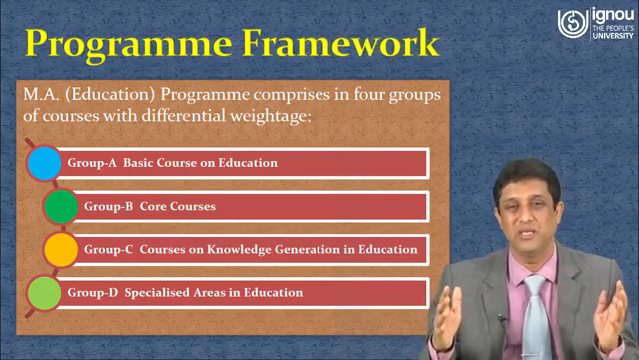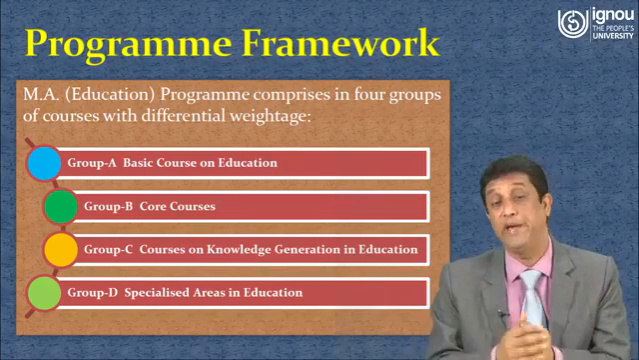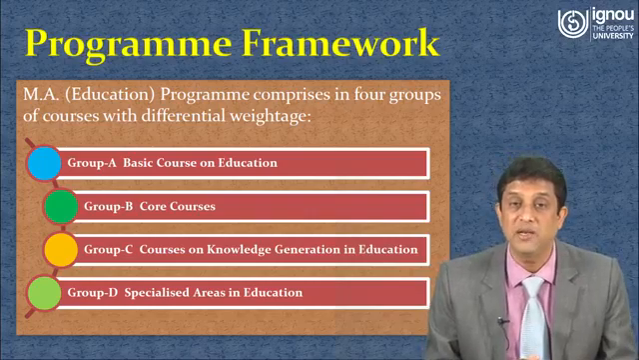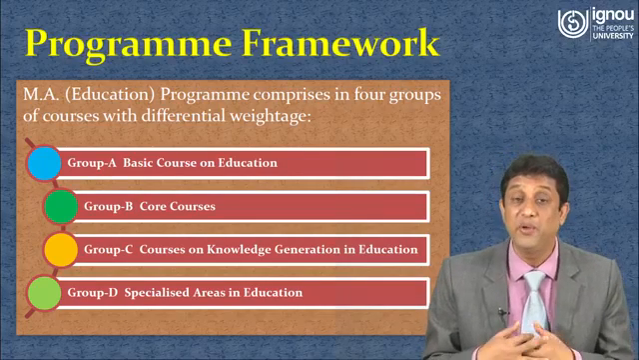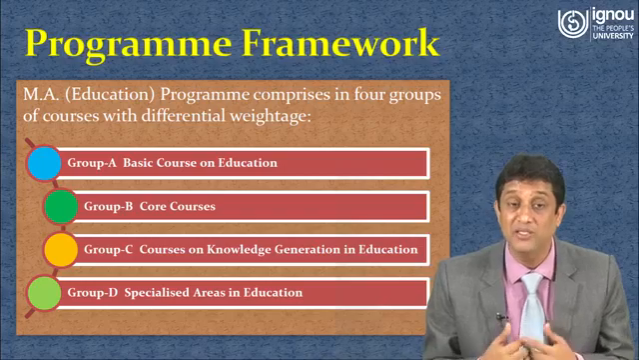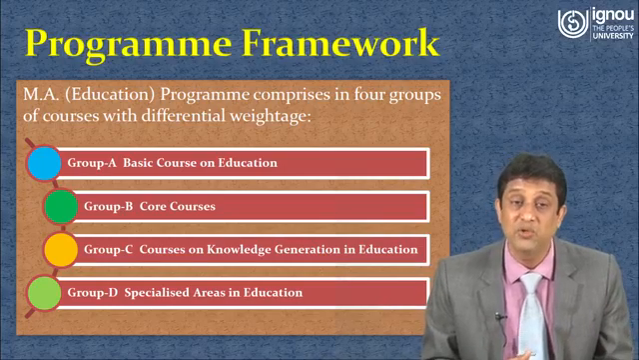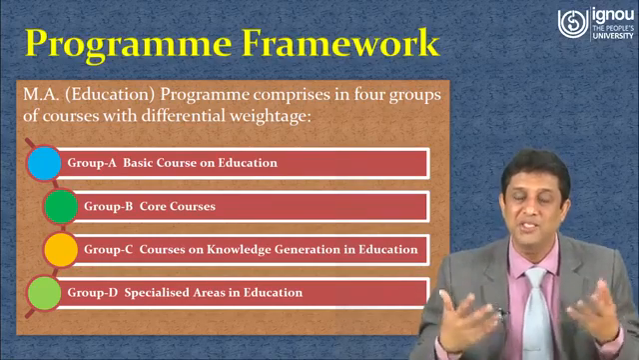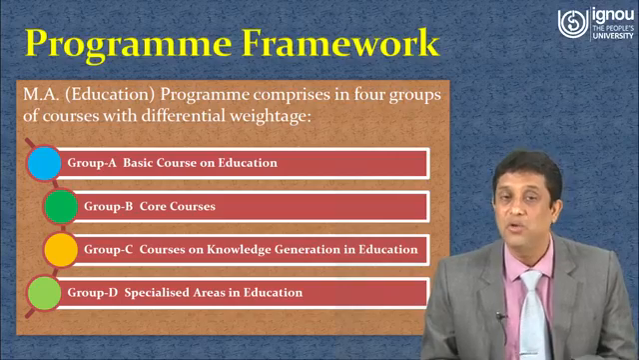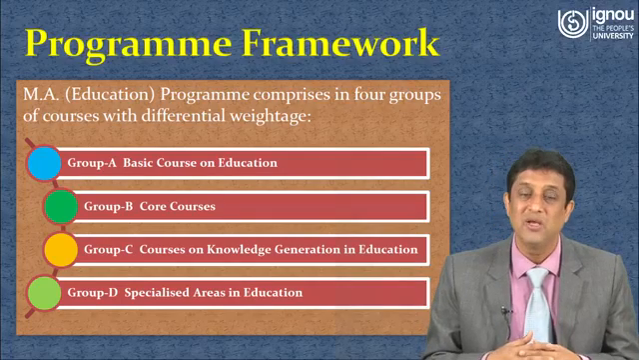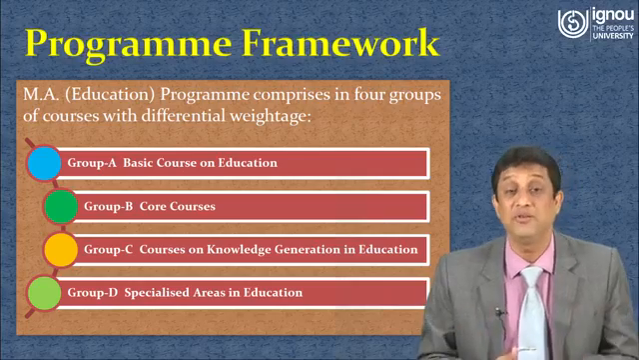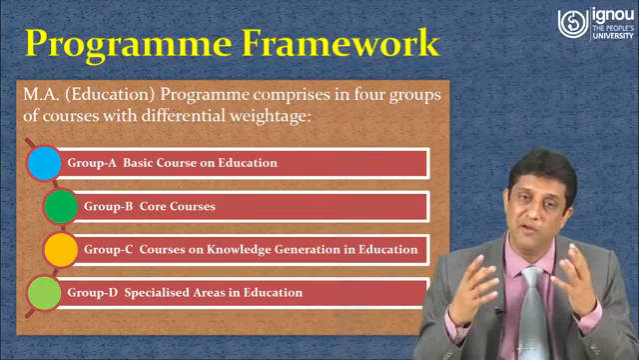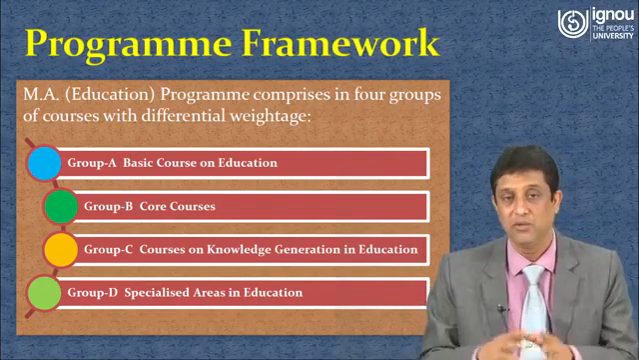Then group B is core courses that address the core knowledge of education for a master learner, for a master student. Okay, group C, that is courses on knowledge generation in education. How will it help you? The courses kept in this group will provide you a detailed understanding about knowledge generation, how you can create new knowledge by conducting research. So this group will provide information and knowledge on how to conduct research, how to engage yourself in different research work, field work and educational investigations. Okay, we will discuss further.